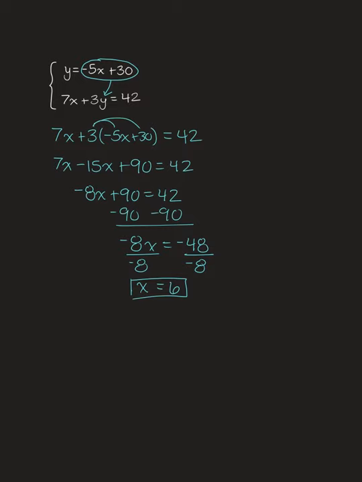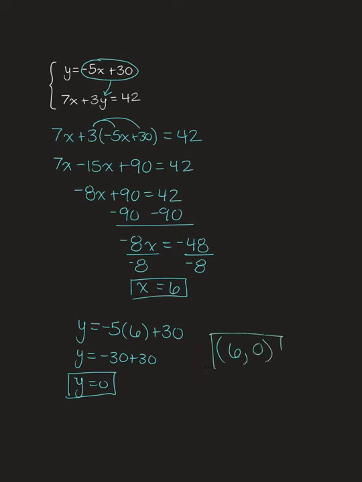Now we need to find y. So I can plug x into either one of the original equations to solve for y. I'm going to plug it into the first one because it looks a little easier. So I have negative 5 times 6 plus 30. So y is going to equal negative 30 plus 30. So y equals 0. So your coordinate point, or your solution, is 6, 0.